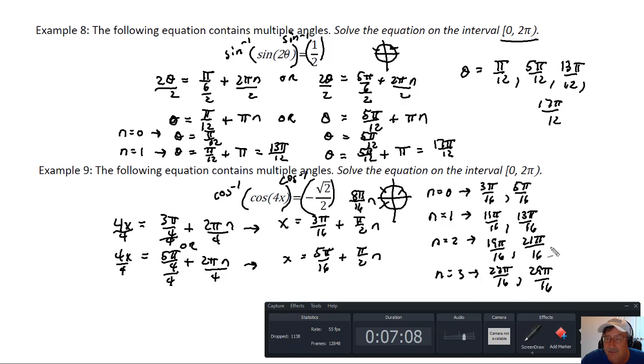So all 8 of these are your answer. Now, do you see if I put another 8 pi over 16 in here, I would go past 32 pi over 16, and that would go outside my range. So actually, the global answers on this one were much nicer than having to go through and do all of that.